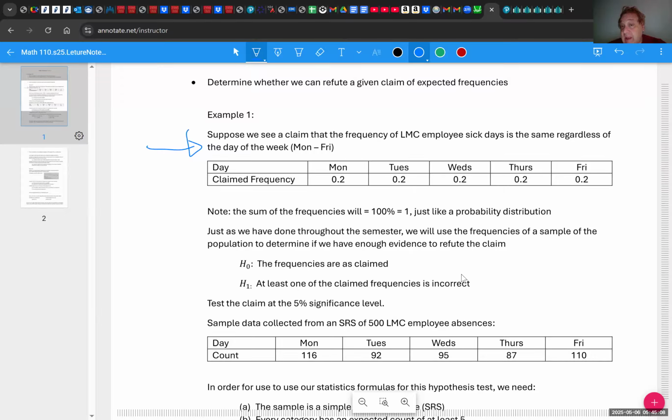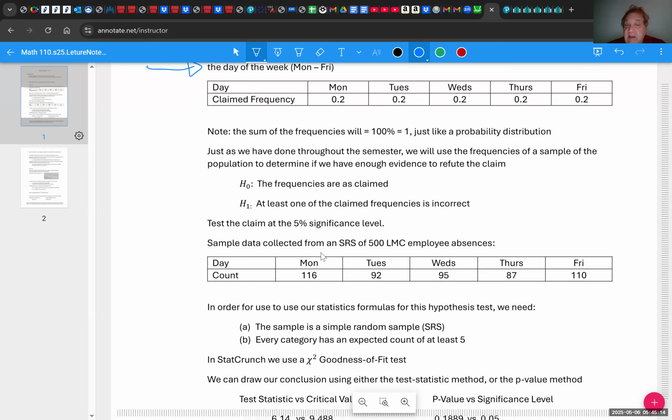And to do that, we need a sample of the data. So I have here a sample of data. I took an SRS of 500 LMC employee absences and recorded the days in which those absences occurred. There are 116 absences that occurred on Monday of the 500 absences that were randomly selected. And the counts here are listed in the table.